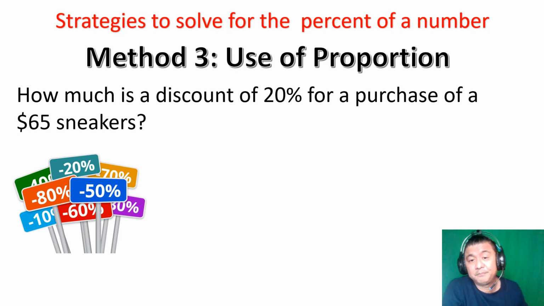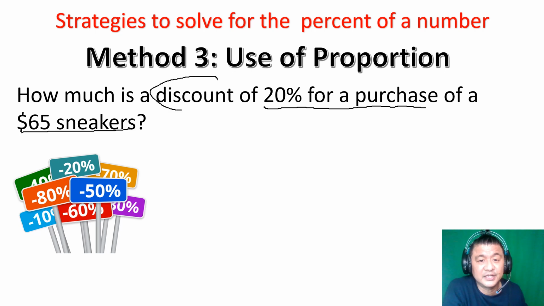Method 3 is applied in discounts, and the title is using a proportion. You've learned proportion before. So let's read the problem. How much discount for a 20% discount on a purchase of a $65 sneaker? You want to know the discount. How much are you going to save, right?